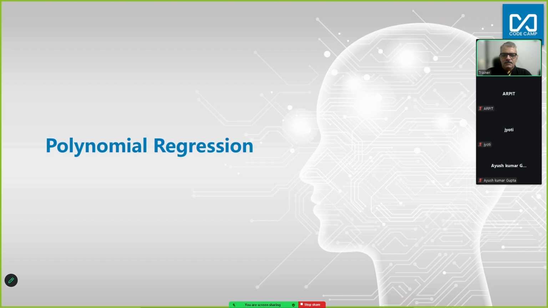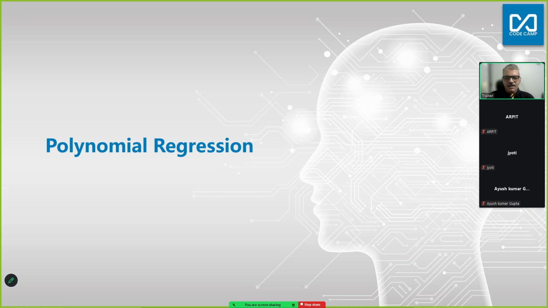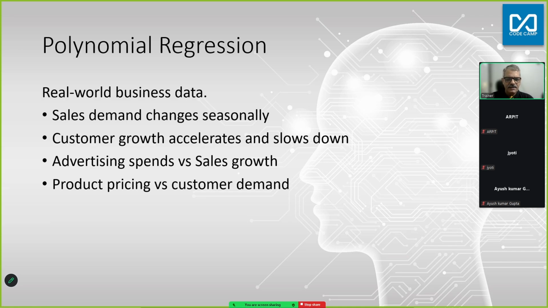Okay, so today we are talking about polynomial regression in machine learning. Real world business data is not perfectly linear. It may have multiple curves. For example, sales demand changes seasonally. Product wise, some products have seasonal demand, correct?